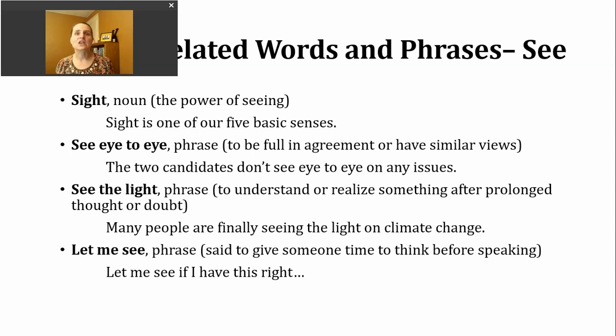And it means to understand or realize something after prolonged, so kind of a lengthy thought. This could include some research or reading, or it could be realizing something after having doubted it for a long time. So here's an example of this usage. Many people are finally seeing the light on climate change.